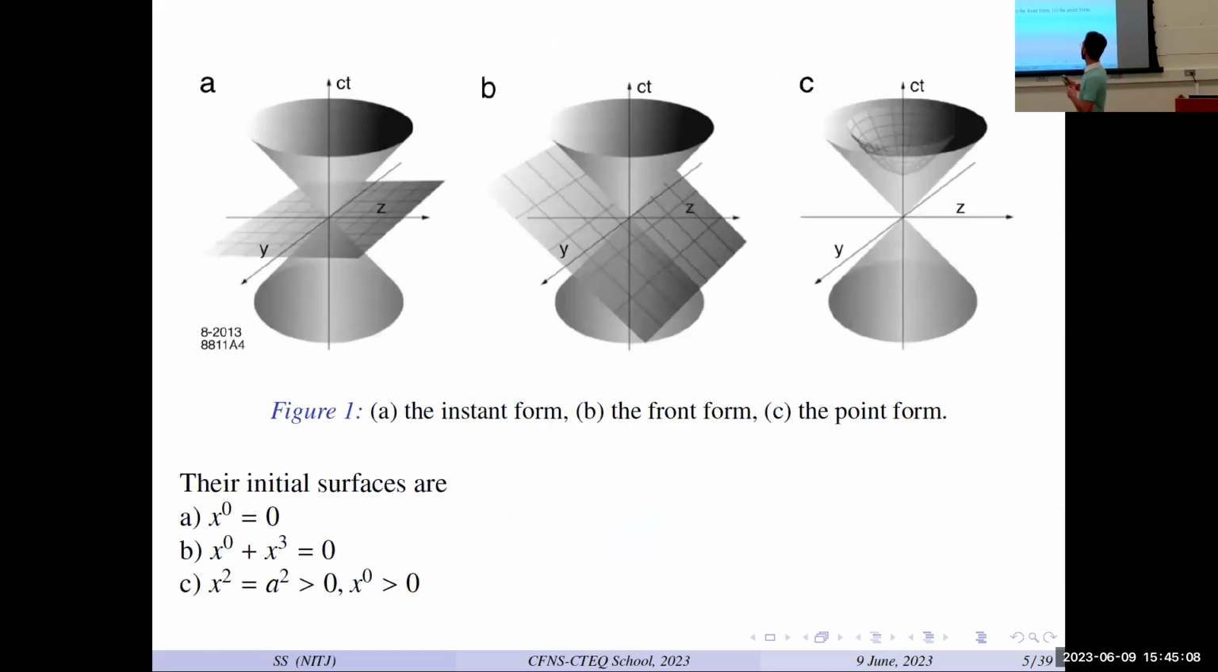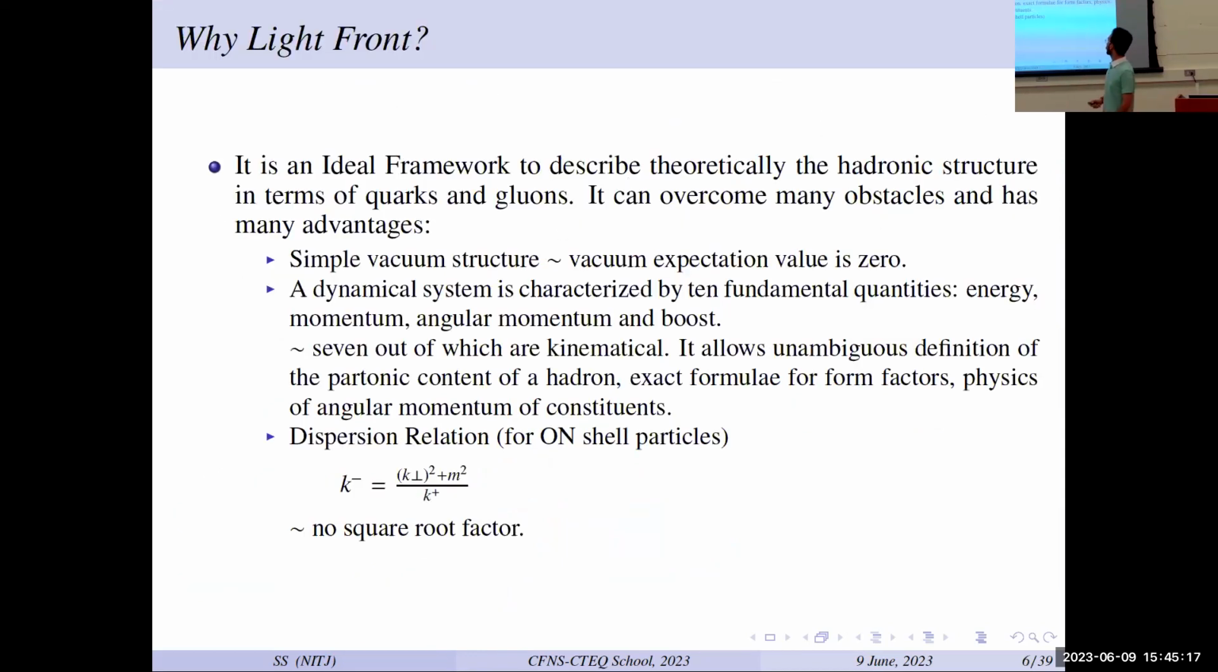Here we have 3 different types of dynamics, which are instant form, front form, and point form. We are going to work with front form. Why so? Because it is an ideal framework to describe theoretically the hadronic structure in terms of quarks and gluons. It has a simple vacuum structure. That is, no particle antiparticle can pop up by itself. And we knew that a dynamical system is characterized by 10 fundamental quantities. And in this case, we have 7 out of them which are kinematical. And third one is it has a simple dispersion relation which does not consist any scalar effect.